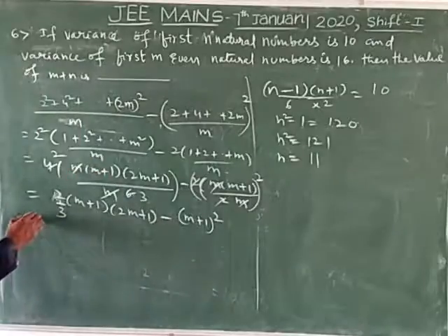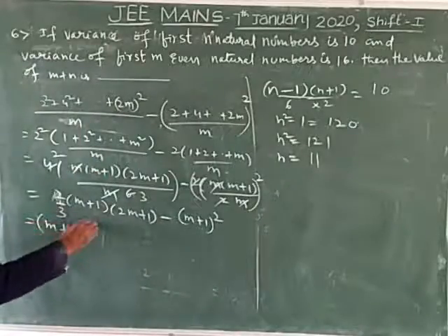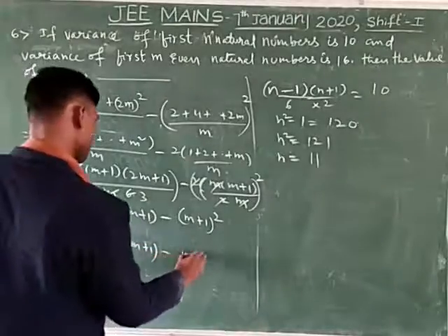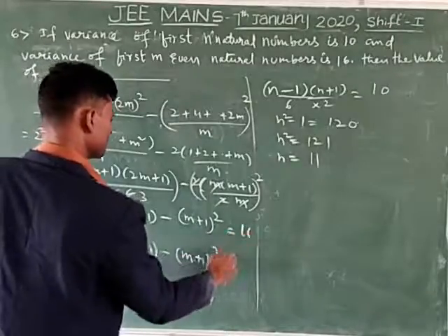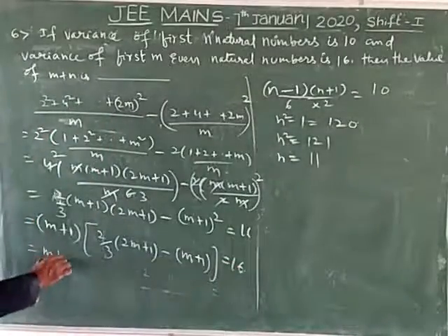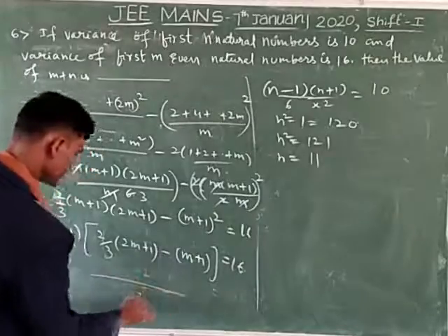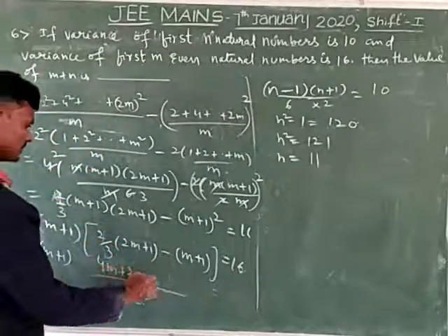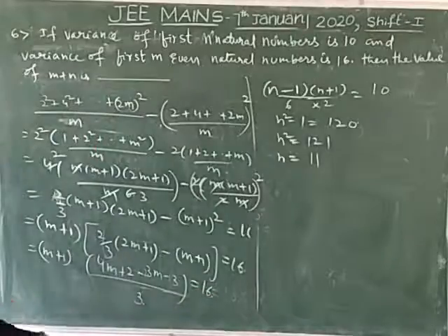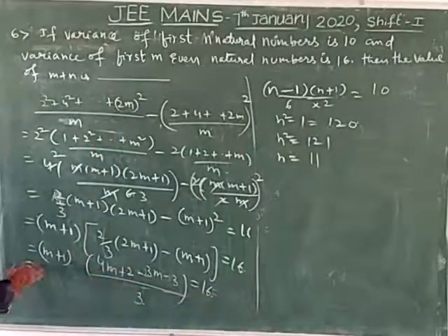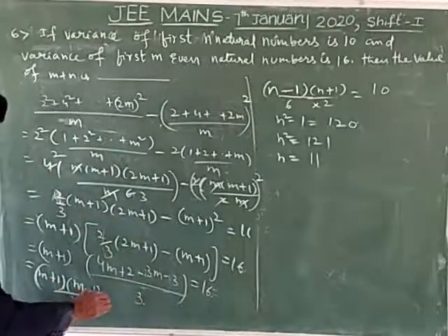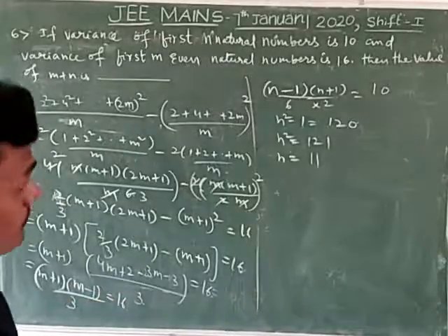Now m plus 1 you have to take common. M plus 1 common means 2 by 3 into (2m plus 1) minus (m plus 1). Actually this is equal to 16, as given. Now take LCM. Here (m plus 1) into, 2 into 2 is 4m plus 2 minus 3m minus 3, equal to 16. Now here 4m minus 3m is m, so (m plus 1) into (m minus 1) by 3 is equal to 16.